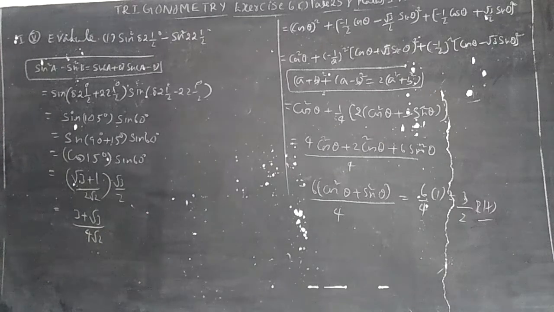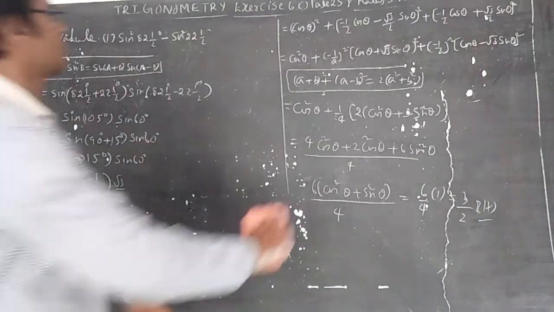Now next one: cos square 112 and half minus sin square 52 and half.